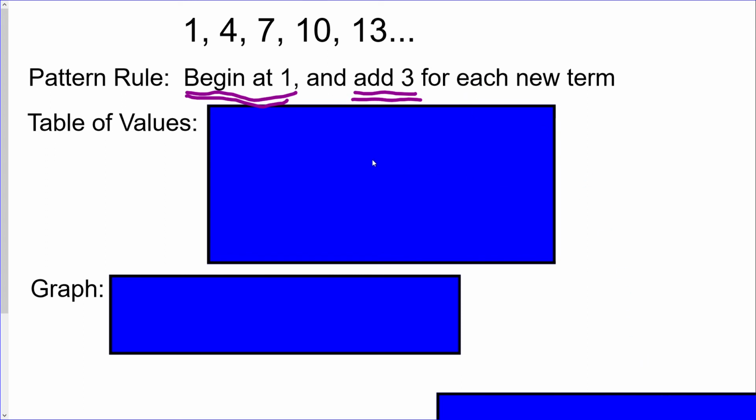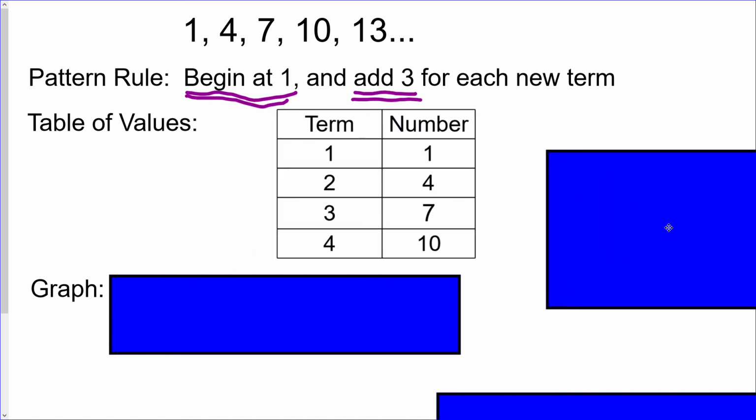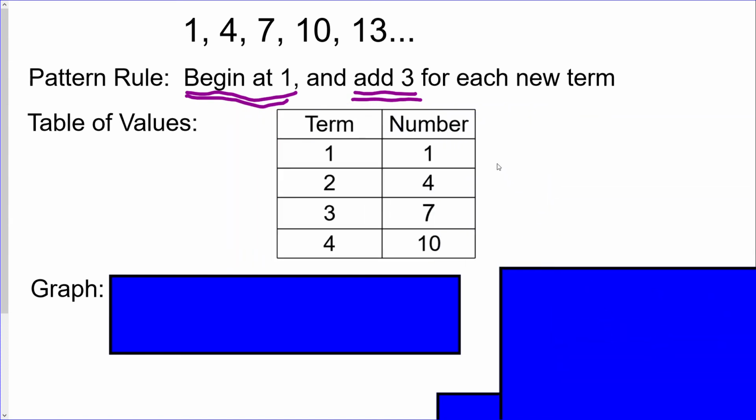Now, a table of values is just a very simple chart that outlines the numbers that are in your pattern. Okay, the term numbers here literally just mean, so term 1 means the first term, second term, third term, fourth term, and so on. These just mean the position in the pattern, not the actual value of the number. And then in the number column here, and sometimes you'll see the word value instead of the word number, it means the same thing, are just the actual numbers that were in those positions.